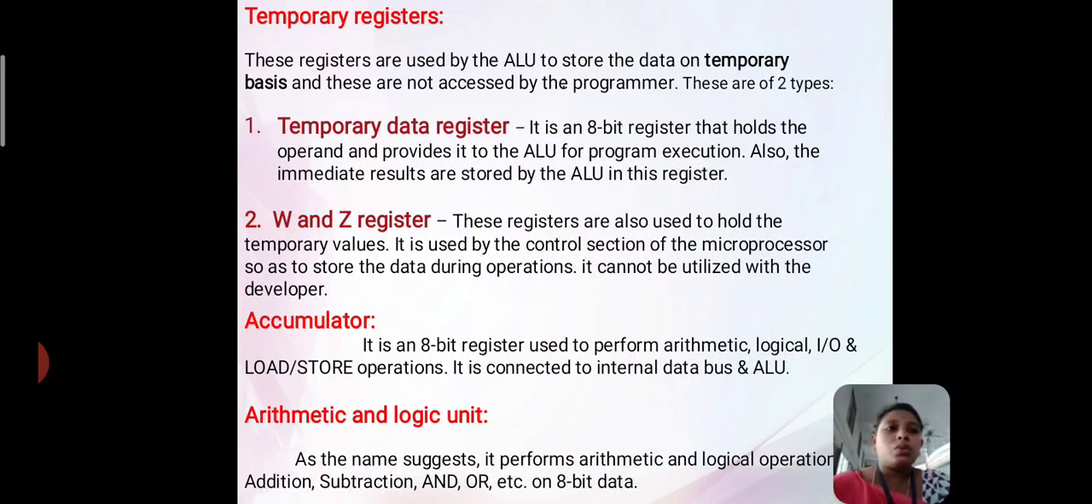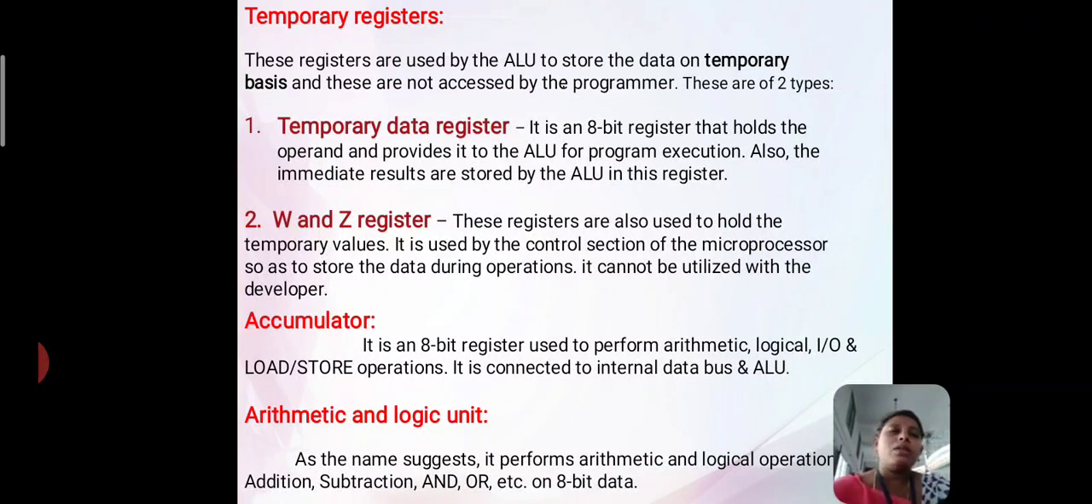There are two types: temporary data register and W and Z register. First one, the temporary data register. It is an 8-bit register that holds the operands and provides them to the ALU for program execution. Also, intermediate results are stored by the ALU in this register. Here, temporary data register means it holds only the operands.